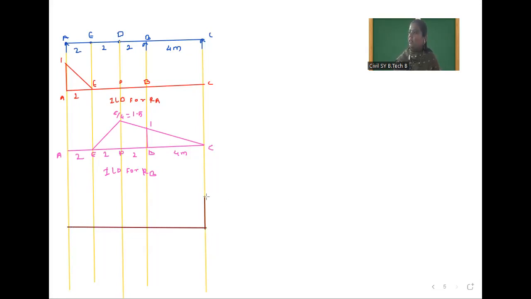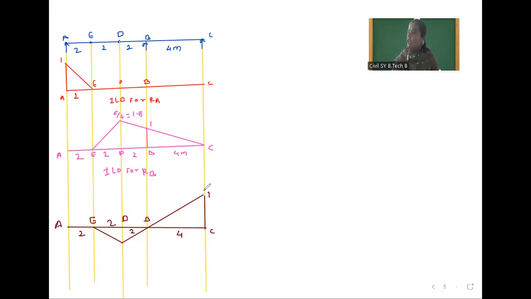Okay, so here 1 for C point. After that 0 for B point. After that from this B to D the diagram will continue. Okay, and from this D to E point we have to make it rigid here. So this diagram will be likewise. Here A, here E, this is D, B and C. 4 meter. This distance is 2 meter. This is 2. This is 2. So here value is 1.